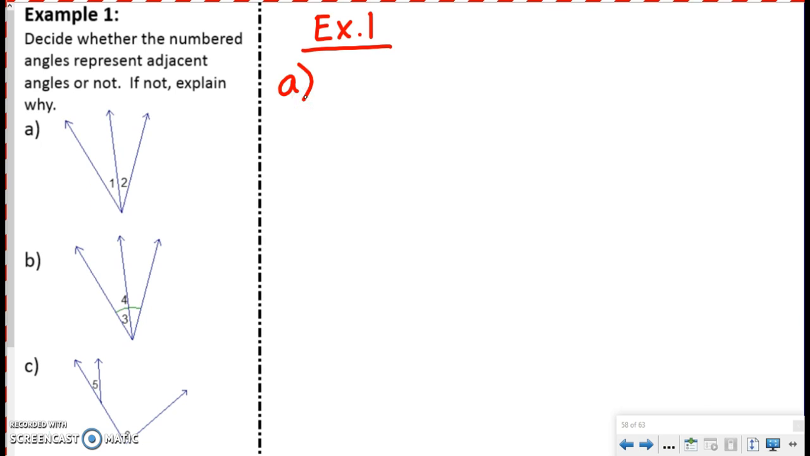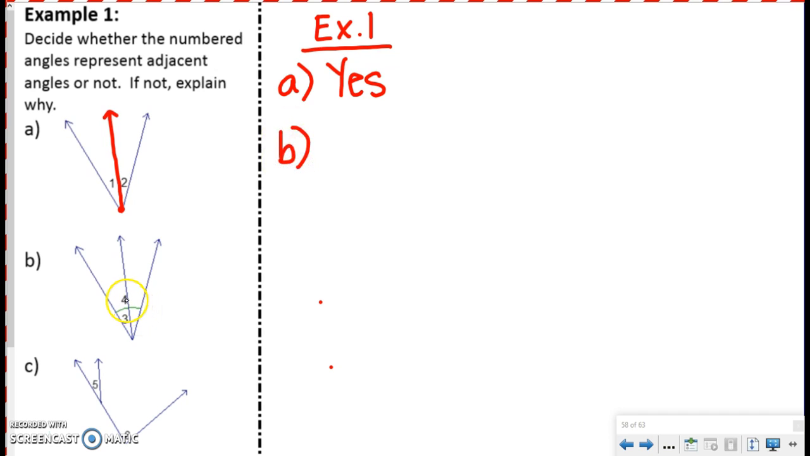Okay, so part A, angle 1 is this angle here, and angle 2 is this angle here. So we go through the list. They share a vertex. They share this side right here, and they don't overlap. Angle 1 is not inside angle 2. They each have their own space. So this answer is yes. And we don't have to say why, because it has to be all 3 of those characteristics. Okay, let's look at part B.